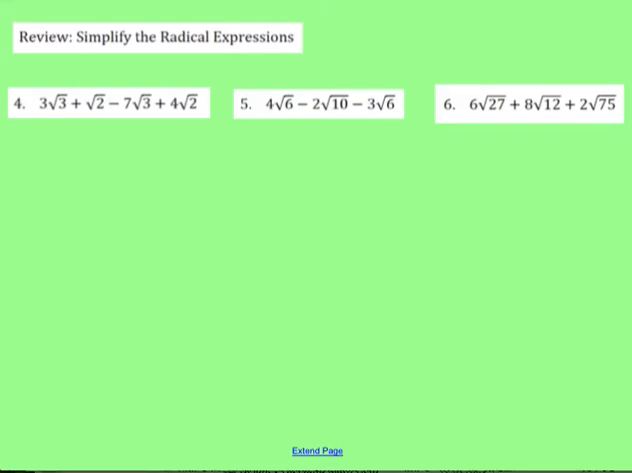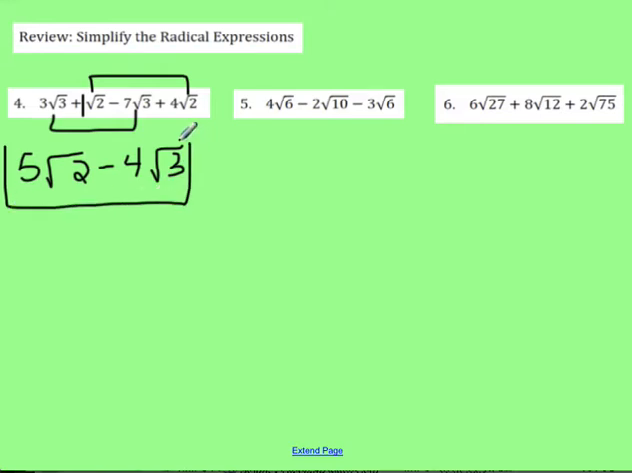Taking a look at number 4, we learned that as long as you have the same number underneath the radical, you can add them as if they were like terms. So we could take the square root of 2 and add it plus 4 square root of 2. So we can put a 1 out in front. So 1 square root of 2 plus 4 square root of 2 is going to give us 5 square root of 2. Then 3 square root of 3 minus 7 square root of 3. Well, 3 minus 7 is negative 4, and then we get the square root of 3. So I have 5 square root of 2 and then minus 4 square root of 3.